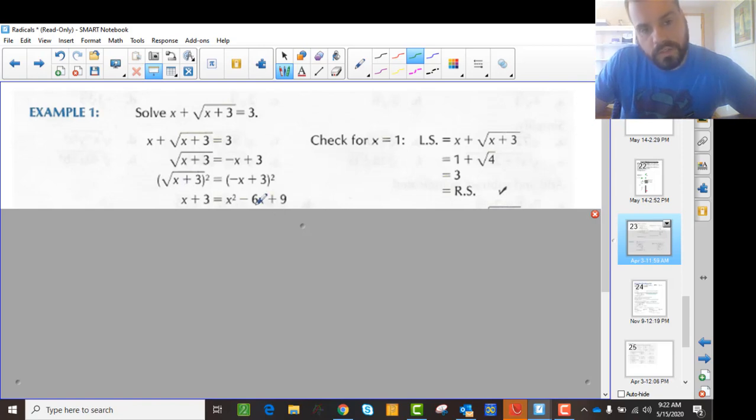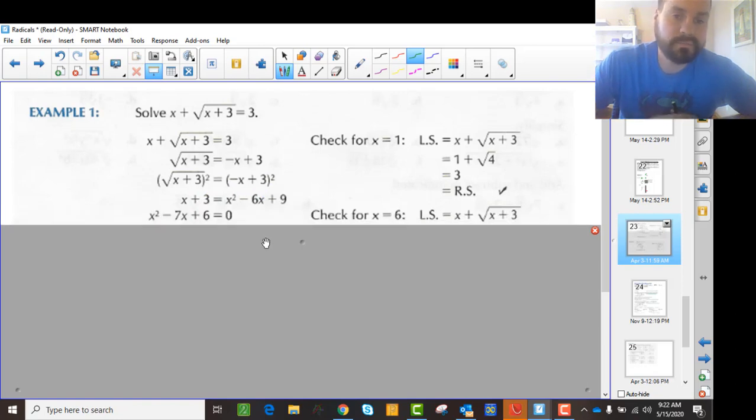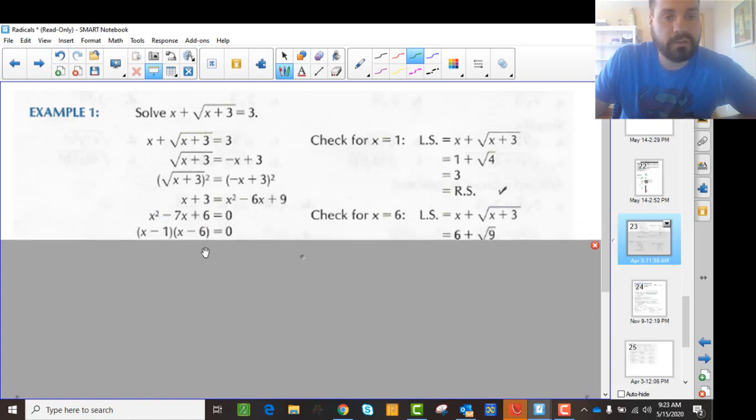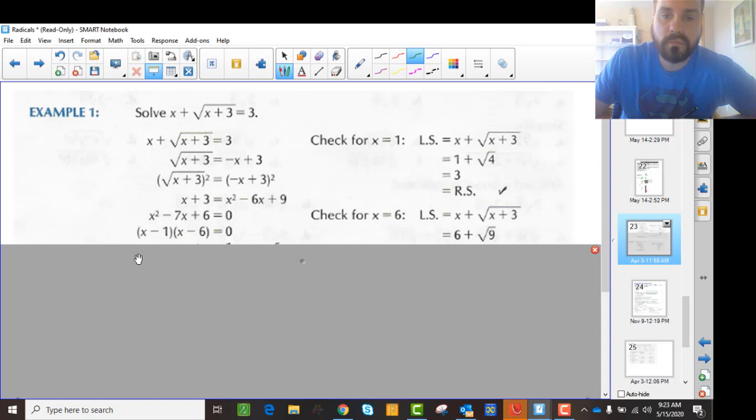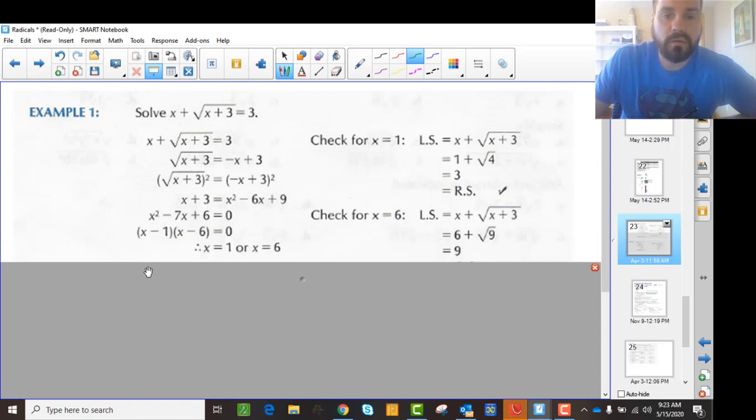Then we bring everything to one side because this is now a quadratic. It's a little different from the previous one because the previous one was linear. So that gives us x squared minus 7x plus 6. Then we solve that. It factors nicely as x minus 1 and x minus 6, and we get two answers: x is either equal to 1 or x is equal to 6.